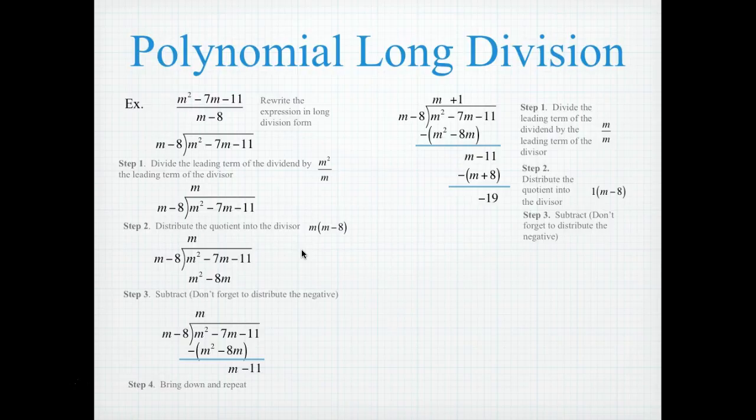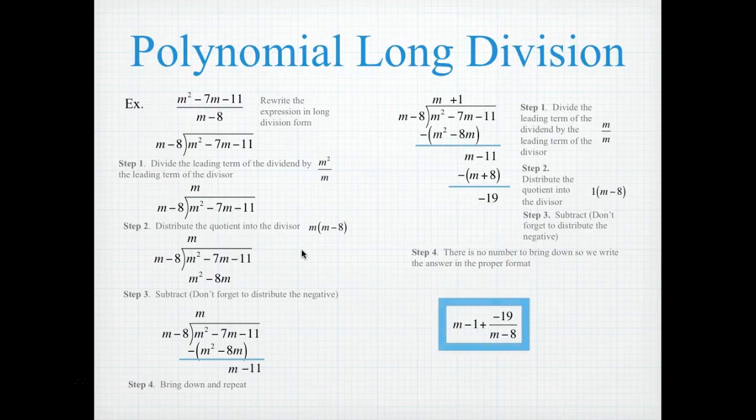There is no number left to bring down, so now we can conclude this problem and we express the answer. So we take the answer, the quotient, which is m minus 1, the remainder, which is negative 19, and we put that over the divisor of m minus 8. So we have m minus 1 plus negative 19 over m minus 8.